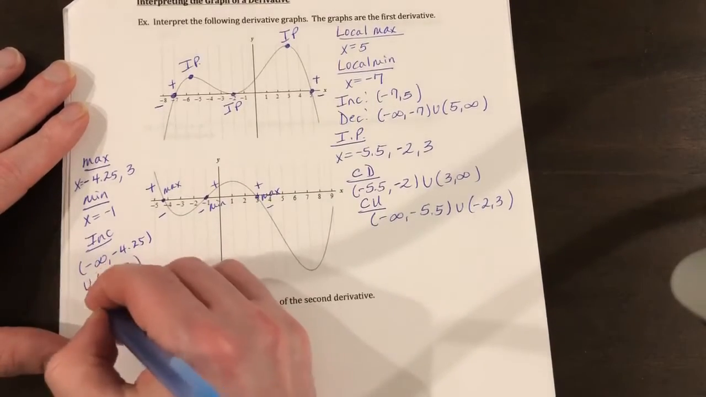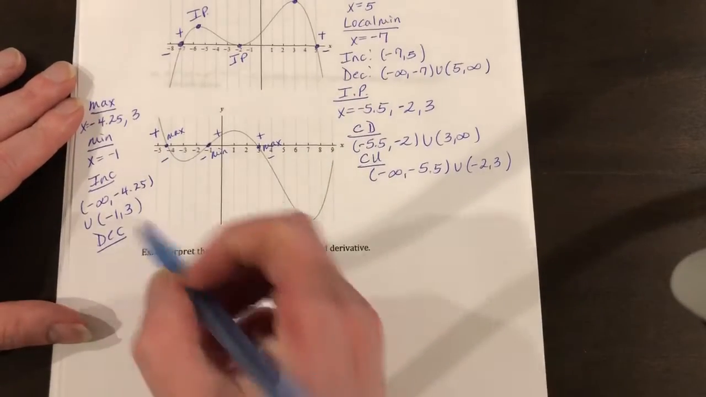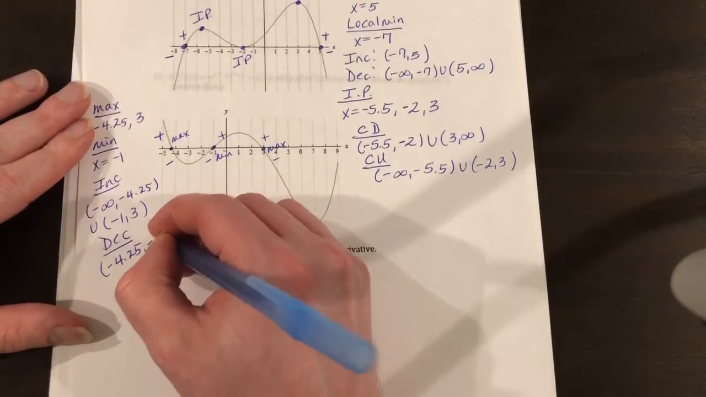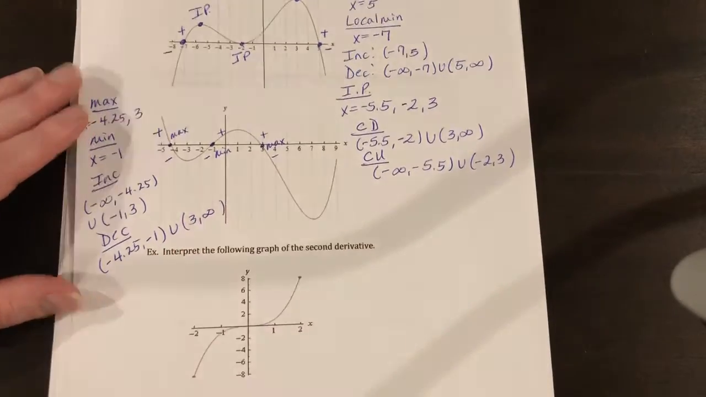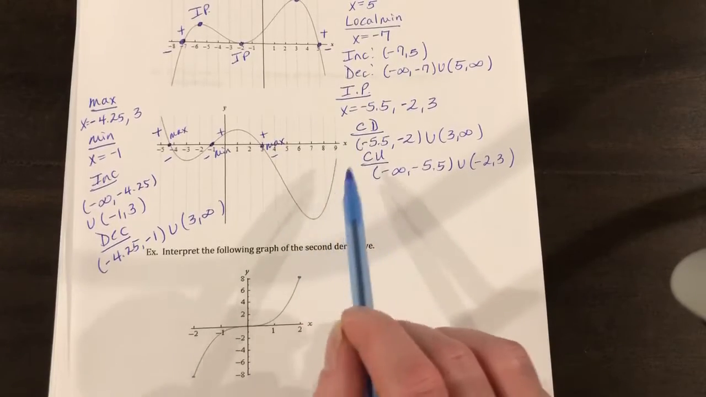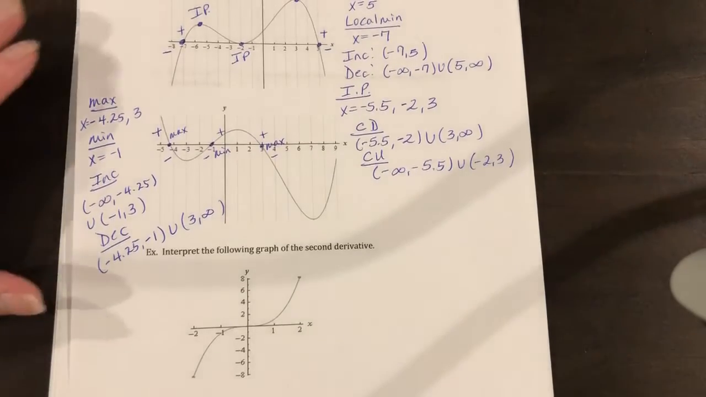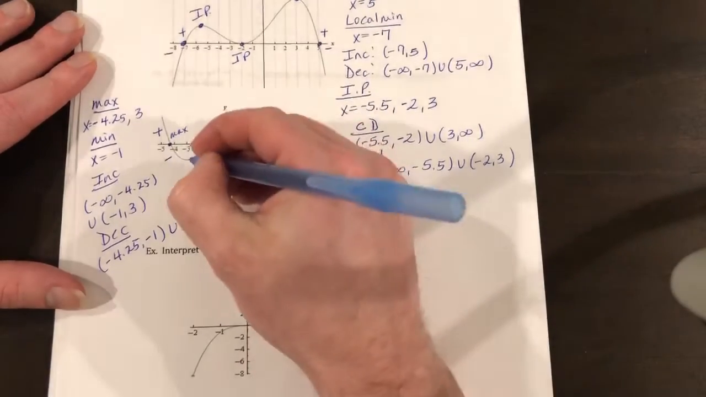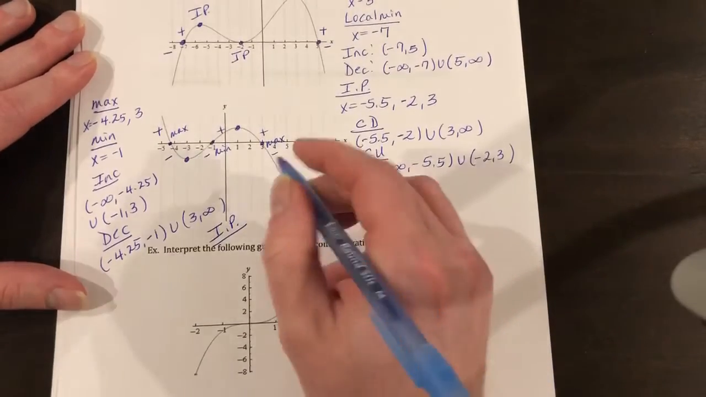Okay, it's going to be decreasing where we have negative y values. So negative 4.25 to negative 1 and 3 to infinity. Okay, now if you wanted to say 3 to 9, that's fine. Just assume that the graph's just going to continue. Concavity and inflection points. So your inflection points are going to occur at the hills and the valleys. So I have an inflection point here, and here, and here.